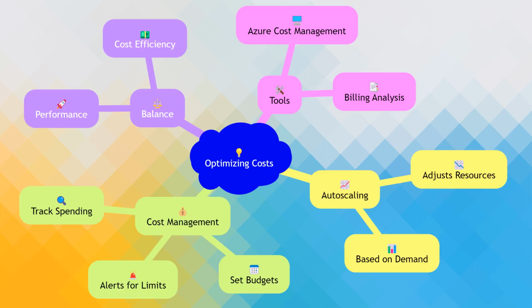While autoscaling helps in optimizing costs by adjusting resources based on demand, it's essential to monitor and manage these costs actively. Azure Cost Management and Billing provide tools to track and analyze your spending. You can set budgets and alerts to ensure that your costs remain within acceptable limits. By combining autoscaling with effective cost management practices, you can achieve a balance between performance and cost efficiency, ensuring that your applications run smoothly without overspending.